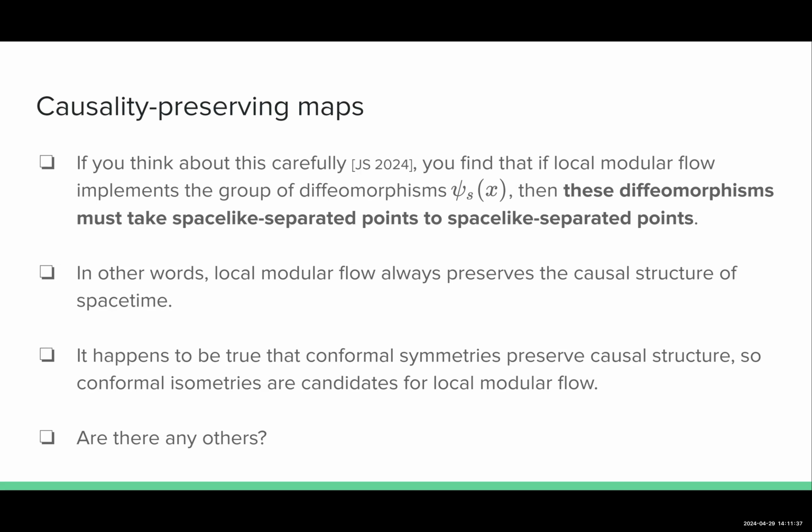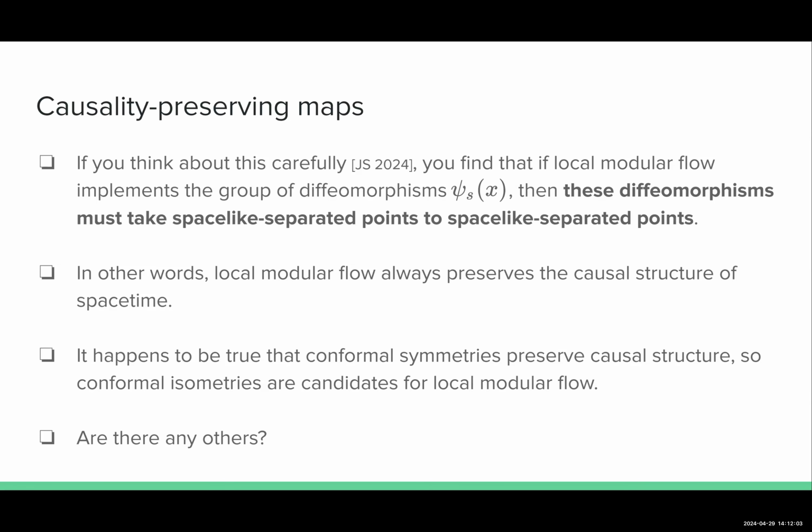In other words, local modular flow always preserves the causal structure of spacetime. Now, one thing you might know is that conformal symmetries preserve causal structure. That's one of the key features of conformal symmetries. So certainly, conformal isometries are candidates for local modular flow, at least within the framework of the stuff that we've already ruled out. So now let's just ask a geometry question. Are there any others? Does space-like to space-like imply conformal?